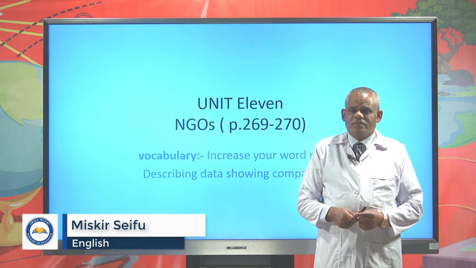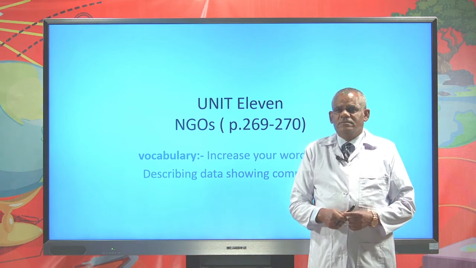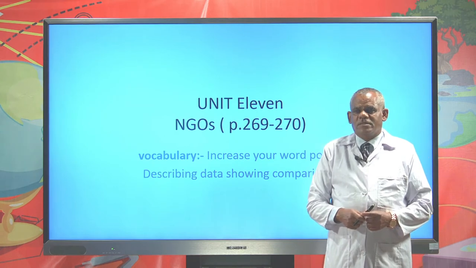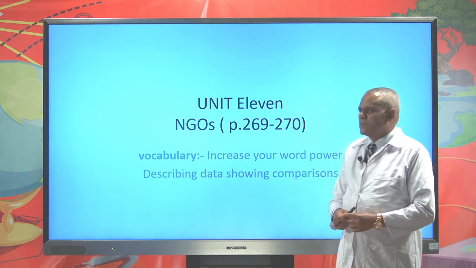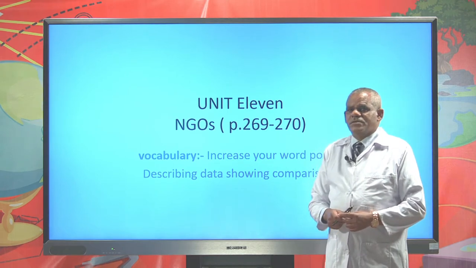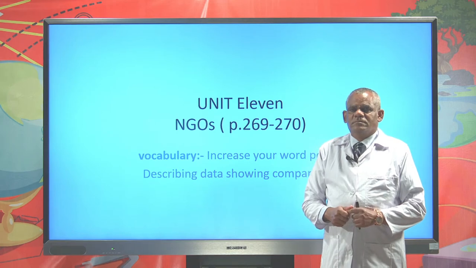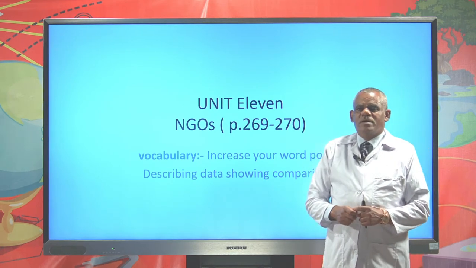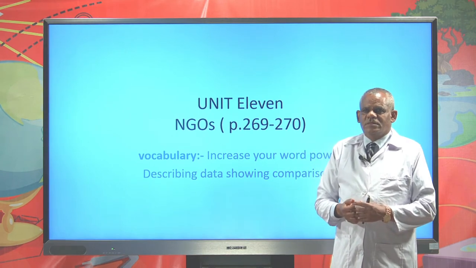You are doing great. Our topic for today, that's Unit 11, increasing your vocabulary power. That is a part of vocabulary. How do you build your vocabulary power? Our issue for today, that's describing data showing comparisons. So, what are the words which help us to describe our graph?